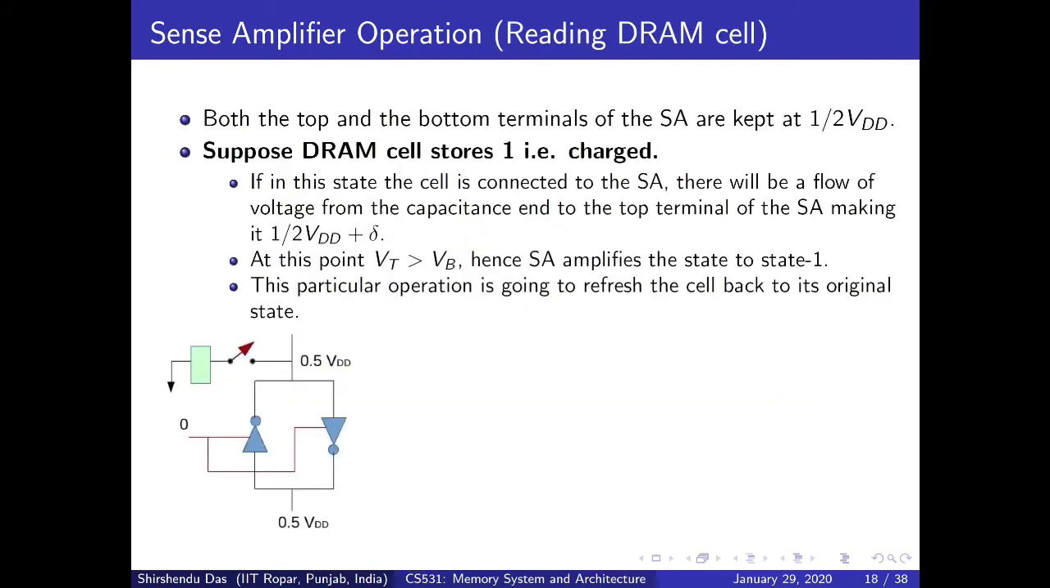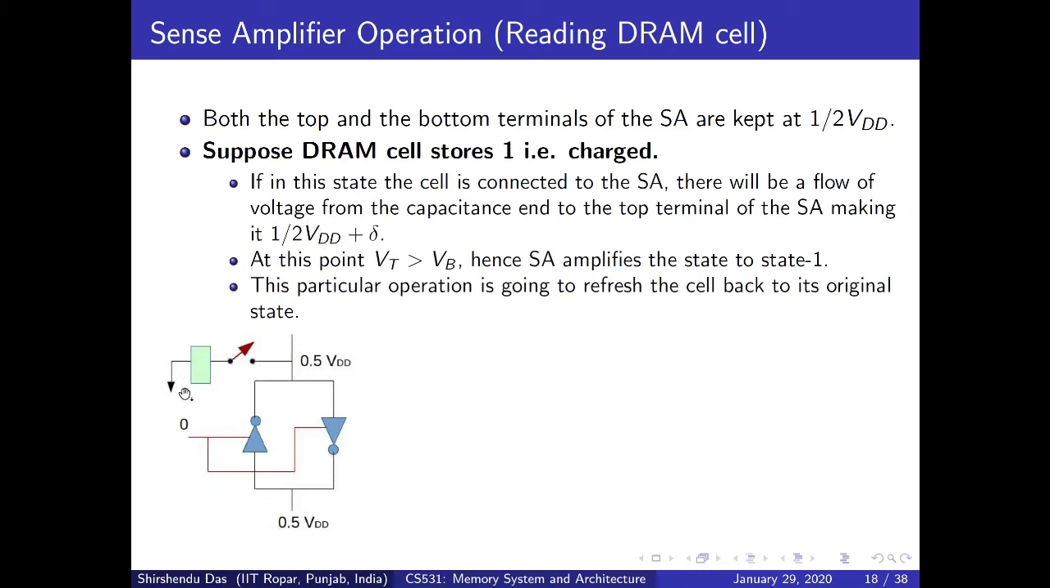So in this slide I'll explain how a read operation is performed from a DRAM cell through a sense amplifier. As I said, the charge available in a DRAM cell is very tiny, and these tiny charges are not enough to drive a circuit. That's why we need a sense amplifier. Now, how can we use a sense amplifier to read a DRAM cell?